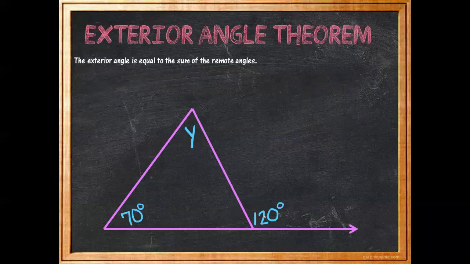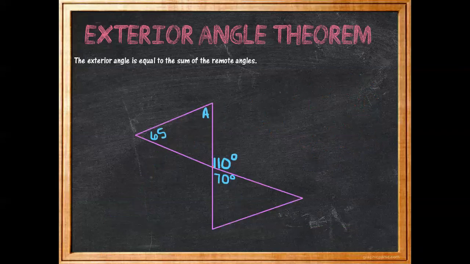So here's another one right here. If we know that the two remote angles add up to equal the exterior angle, then we know that 70 plus y is going to equal 120. So we would just take minus 70 and y is going to equal 50 degrees. The exterior angle is equal to the sum of the remote angles, okay?